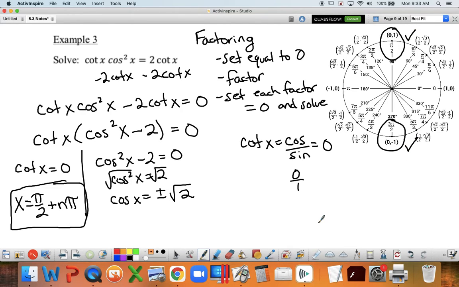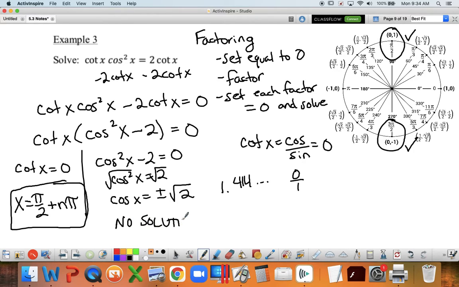So we're covered. Our next one here, well, the square root of 2 is 1.414, yada yada yada, something like that. Now on our unit circle, you'll notice there are no values of cosine or sine that are greater than 1, or less than negative 1. So therefore, this has no solution.